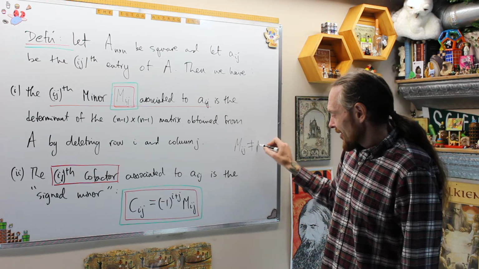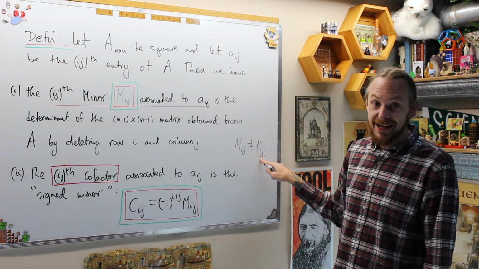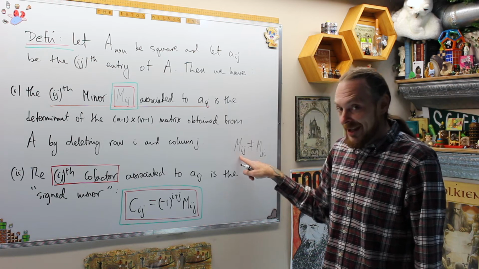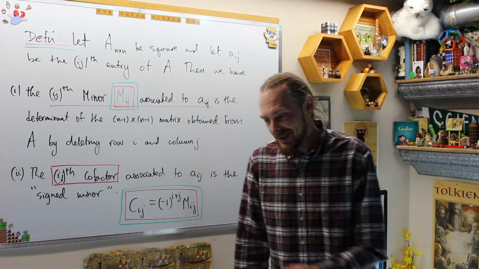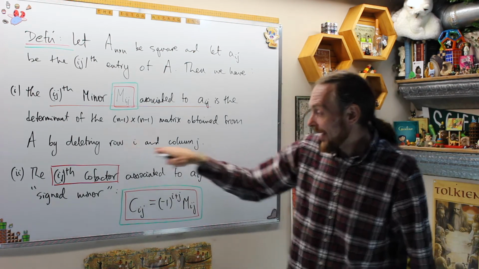M_ij definitely does not equal M_ji. That would be deleting row j and column i. This would be deleting row i and column j. That is not going to work out the same most of the time. I'm sure you can cook one up where it does, but it's not going to be a rule. So order matters: row i and column j.